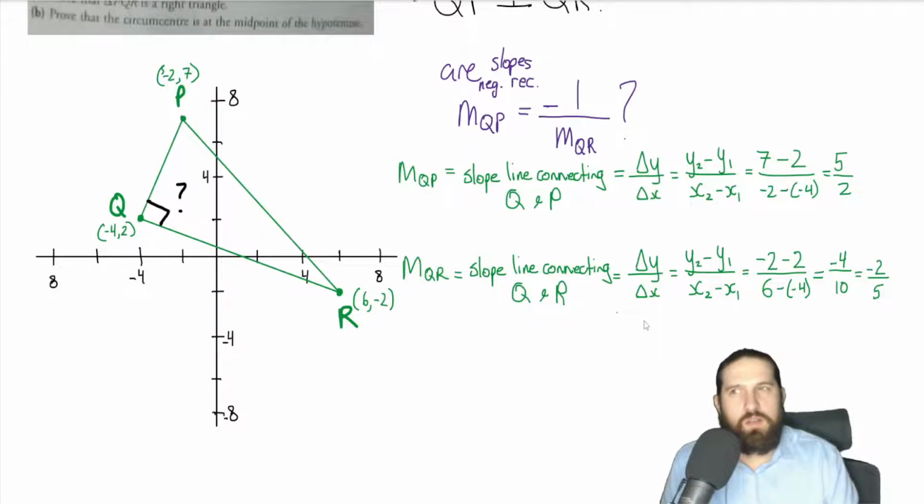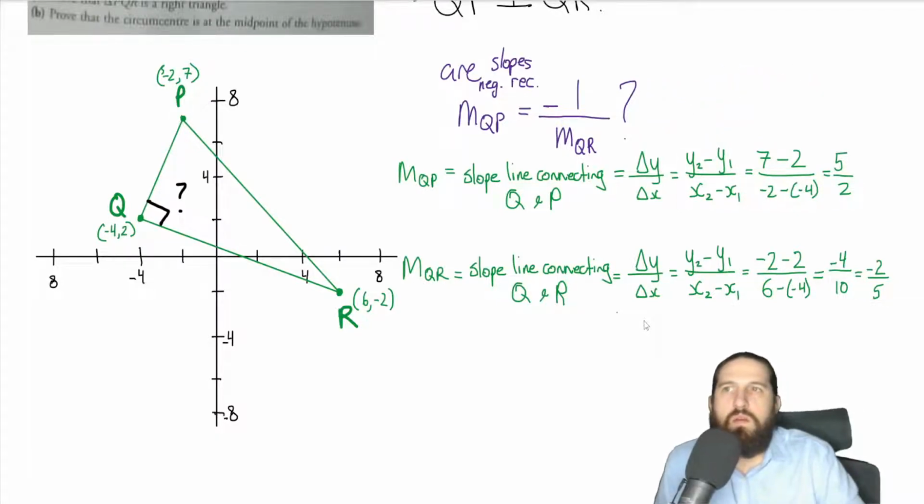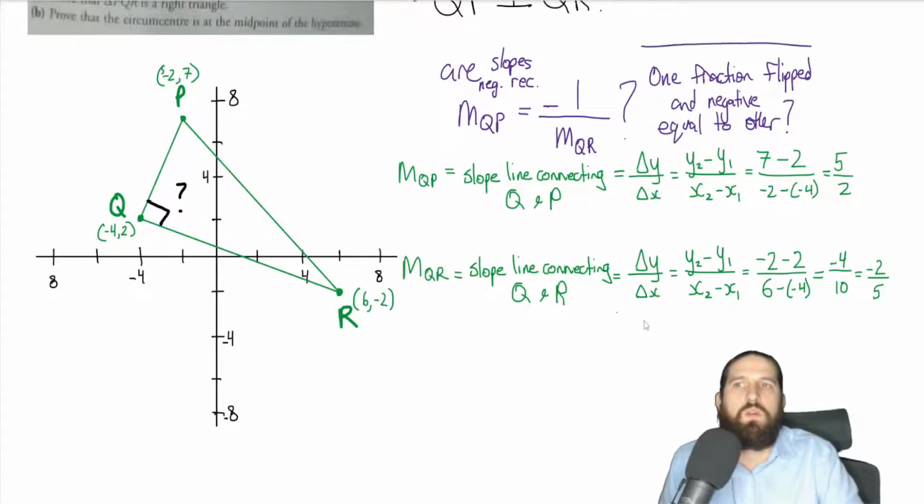Right? And if you're comfortable with it, this is kind of easy to say, right? The thing is, can you flip the fraction and make it negative, and so let's see. One fraction flipped and negative equal to the other fraction? That's the question.